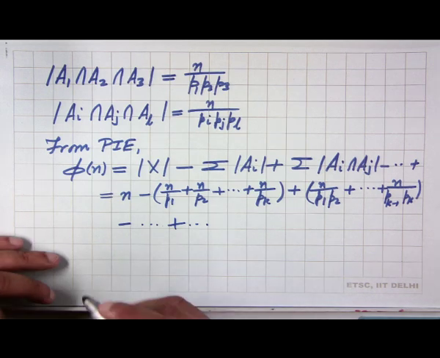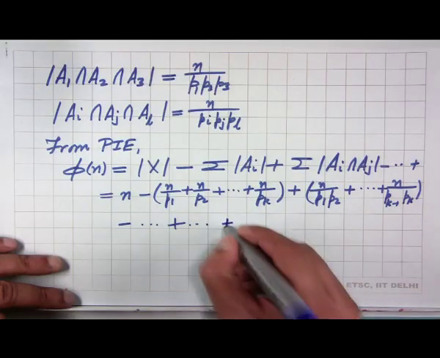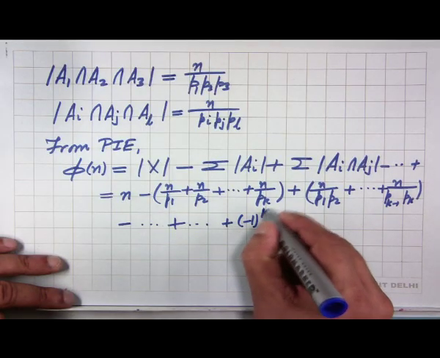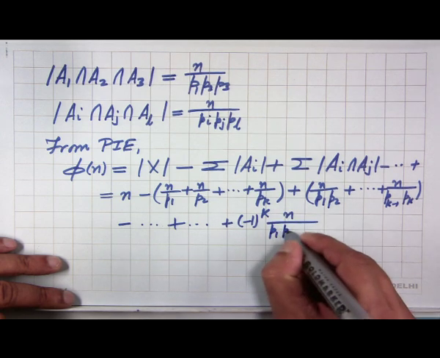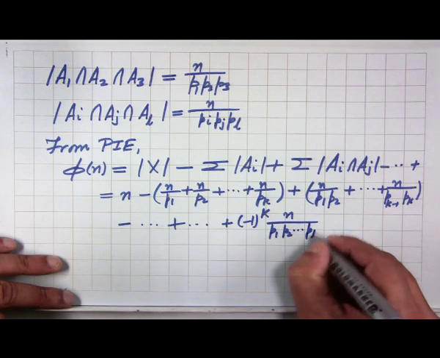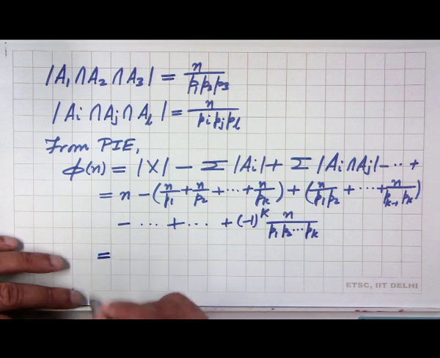And what do you think the last term would be? The last term would correspond to taking the sets all at a time. So my last term would be minus 1 to the power of k over n by p1, p2, dot dot dot, pk. Now, can I simplify this?